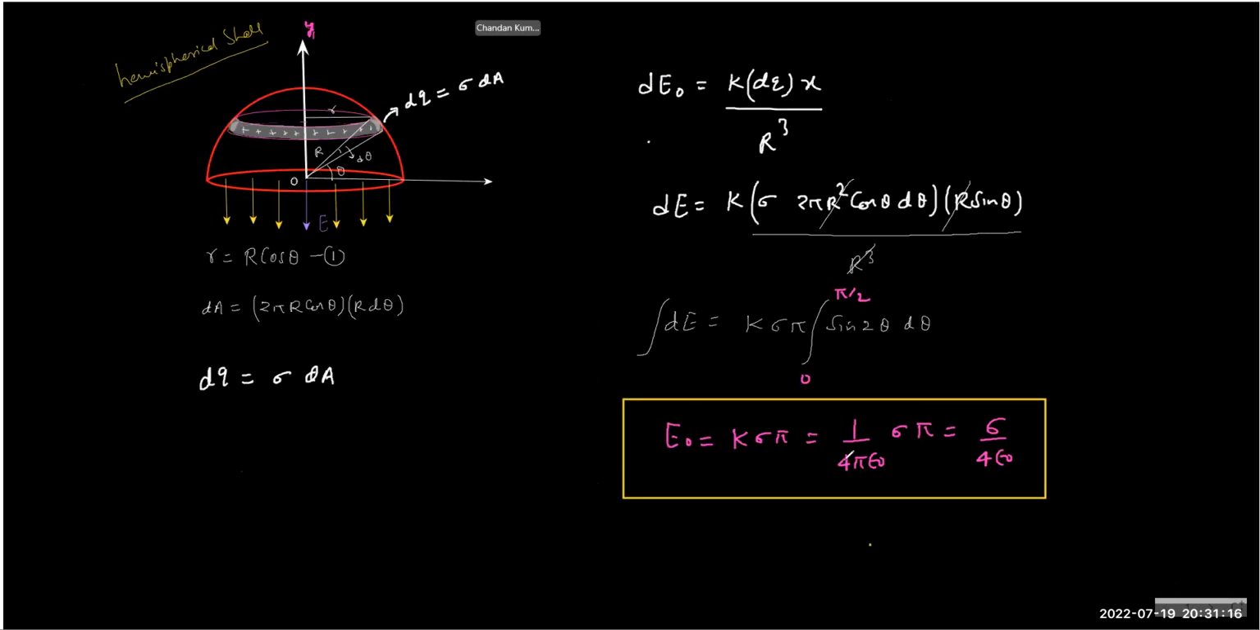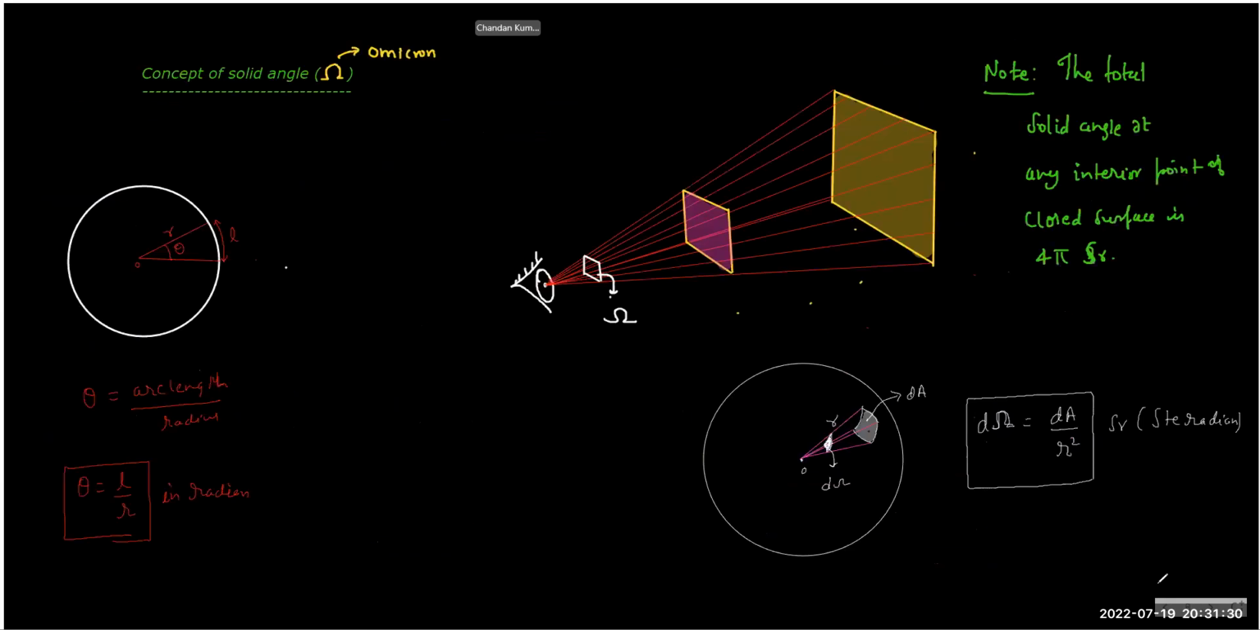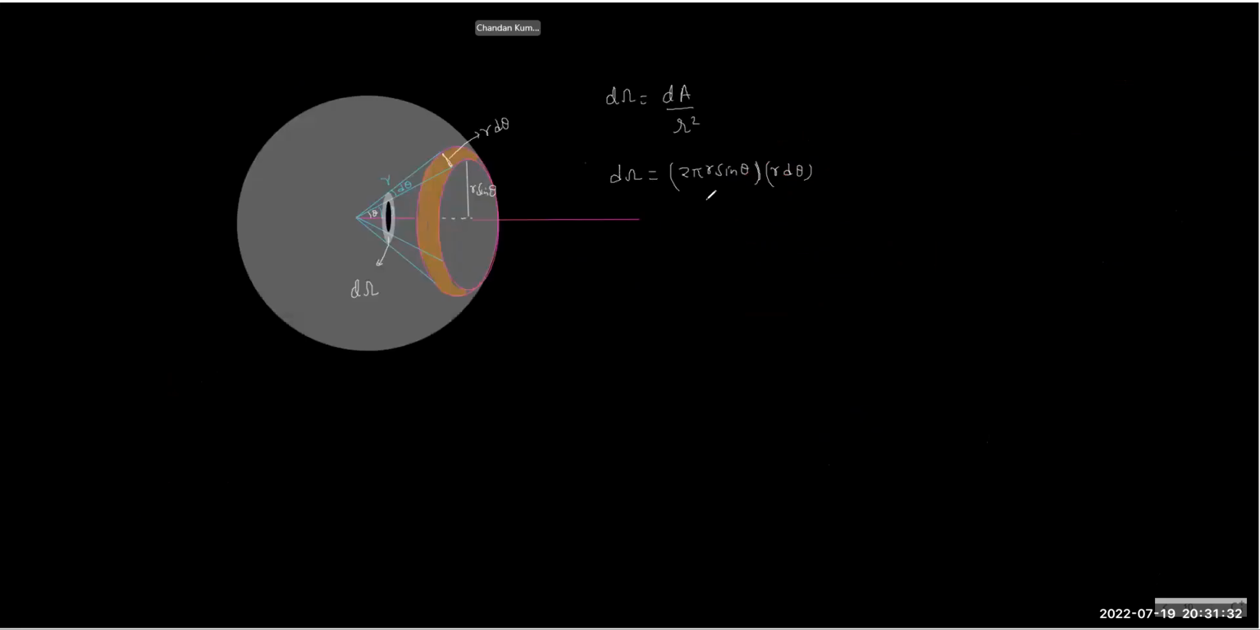Just in case, this is the same thing. So the solid angle is something like this. d omega is defined as this upon r square. You can see r square will cancel out, and you're left with 2 pi sine theta d theta.